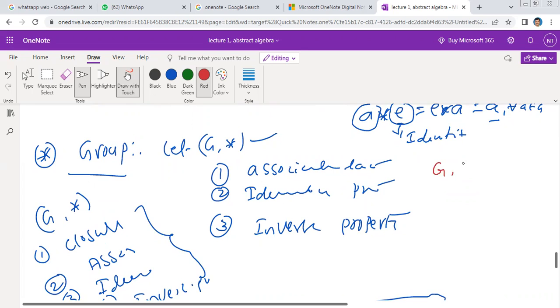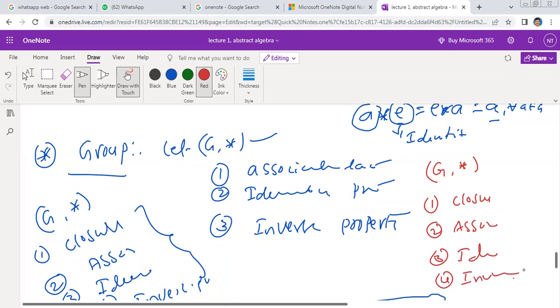G comma star is said to be a group if it is satisfying closure, associative, identity, inverse. What is the meaning of closure? Take any two elements in that set, their star, A star B: if we apply the operation between those elements, the result must be in the same set.